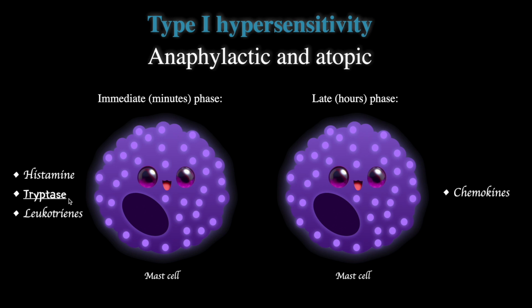This is very important, that's why I highlighted it. So this is a marker of mast cell activation. So if we find tryptase, it means mast cell is activated, and leukotrienes. Keep in mind that this is immediate phase. In the late phase, we will find the chemokines. The mast cell will release the chemokines, so it will attract and call other cells.